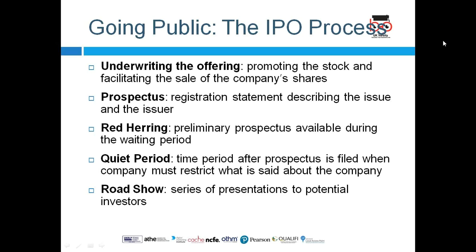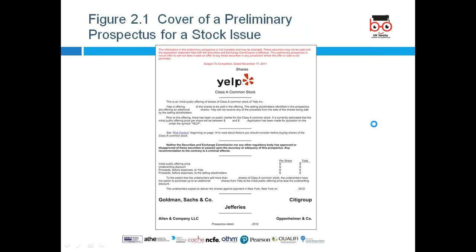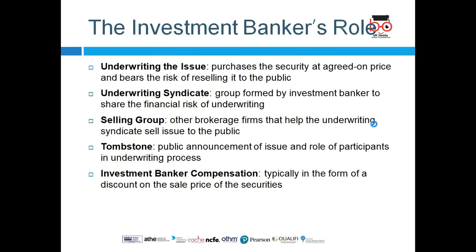So then we can look around all this. The preliminary prospectus is available during the waiting time, the quiet period, the time period after the prospectus is filed, when the company must restrict what is said about the company, and the road shows, a series of presentations to present to the investors. They will buy our shares. That's the example of the cover prospectus of the company. Yes, how many shares, what will be the price, and the offer.